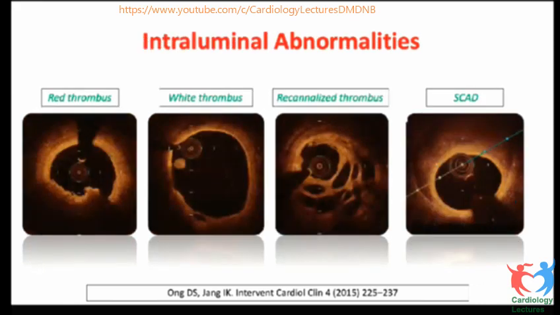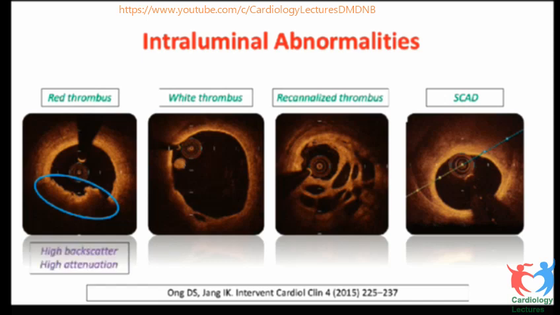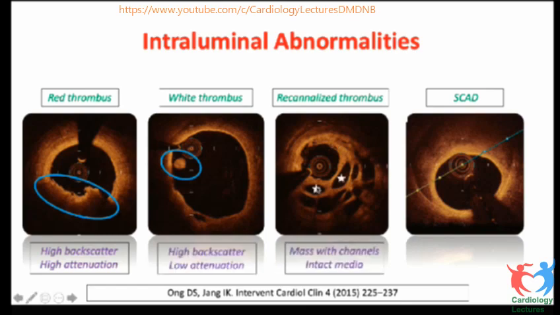Going into luminal abnormality, if you have an intraluminal mass with high backscatter on the surface and high attenuation in the deeper part, this is your red thrombus. You see a structure here; it is a high backscattering structure because it appears bright and low attenuating because you are able to see the deeper structures. That is your white thrombus. And what is your recanalized thrombus? Recanalized thrombus is nothing but an intraluminal mass with channels and intact media.